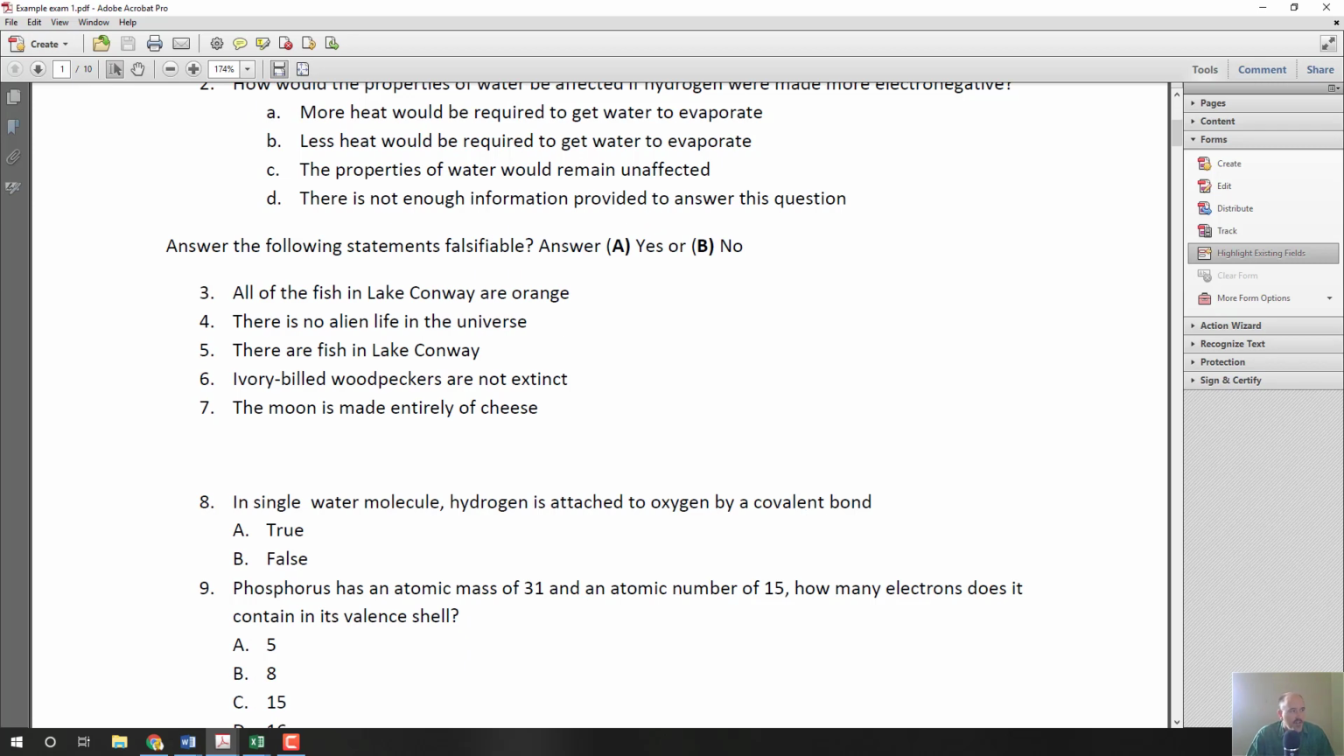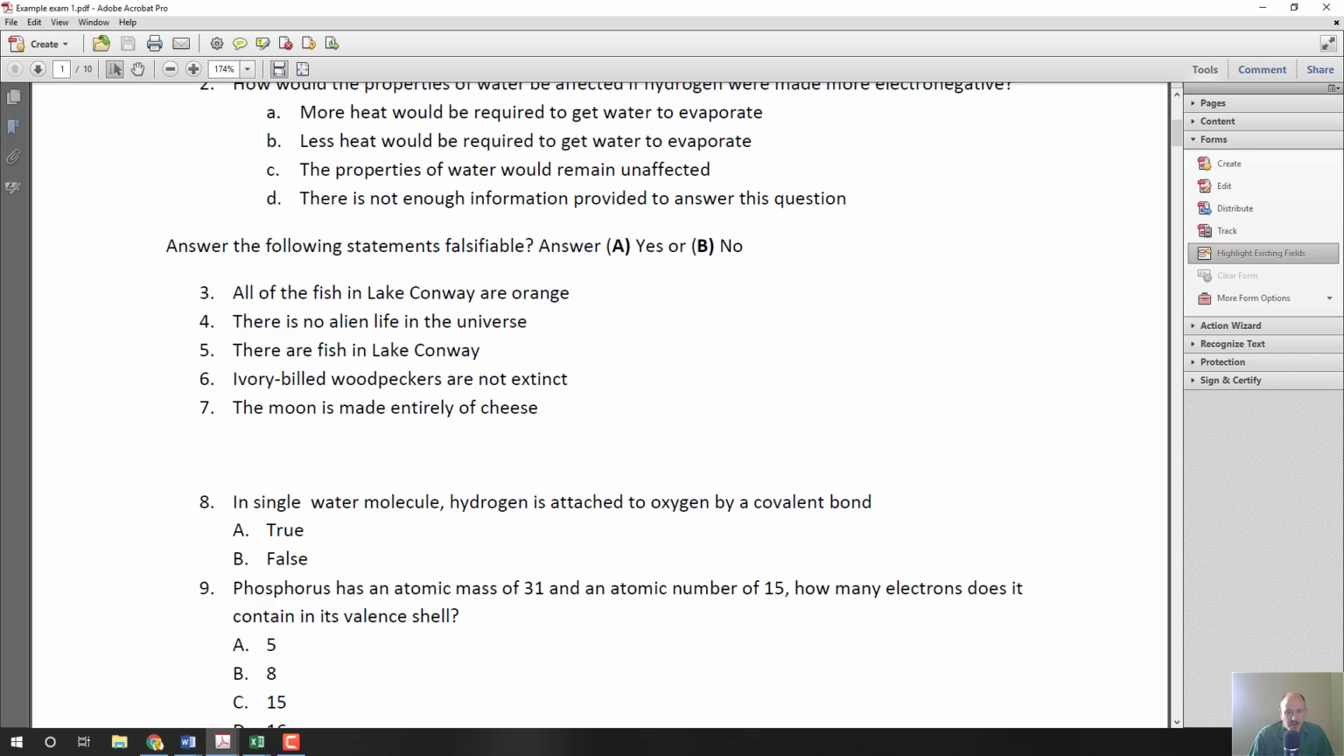The next few are: are the following statements falsifiable? A, yes, B, no. Number 3, all fish in Lake Conway are orange. Yes, that's falsifiable, because if you found a fish that was not orange, you catch a red fish or a blue fish, then yes, it has been falsified. There is no alien life in the universe. Yes, that's falsifiable. You just have to find one example of life outside of Earth, and it would be falsified.